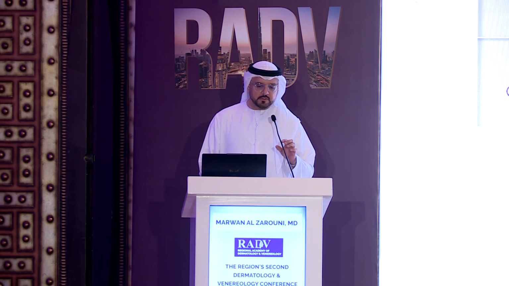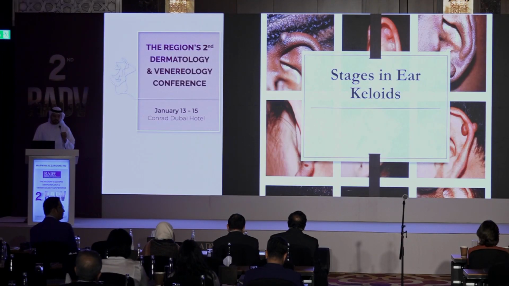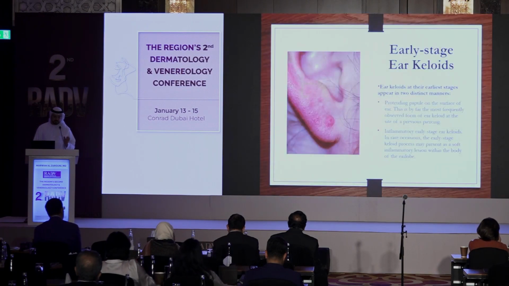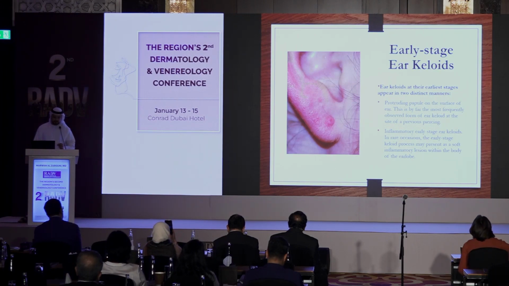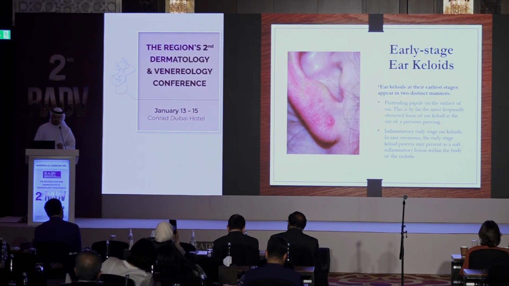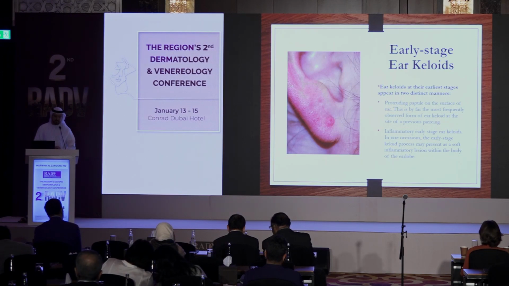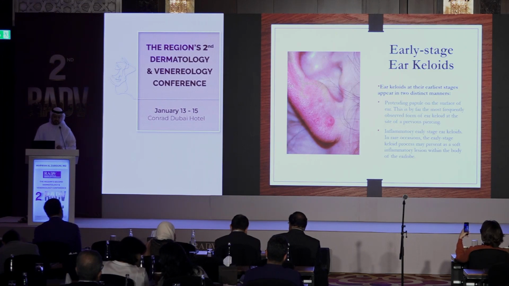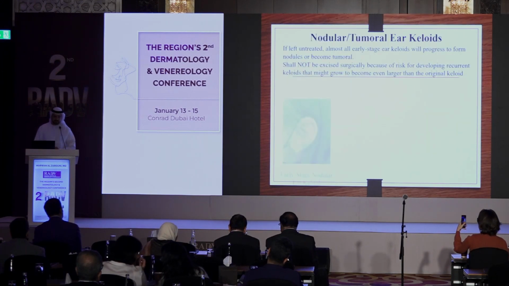We have different stages or types of keloids on the ear. We have the early stage, which, as shown in the picture, presents with very small bumps and papules, and the surface of the area is very soft and almost at the same level of the skin of the ear lobe, with very mild elevation and small inflammation around it.